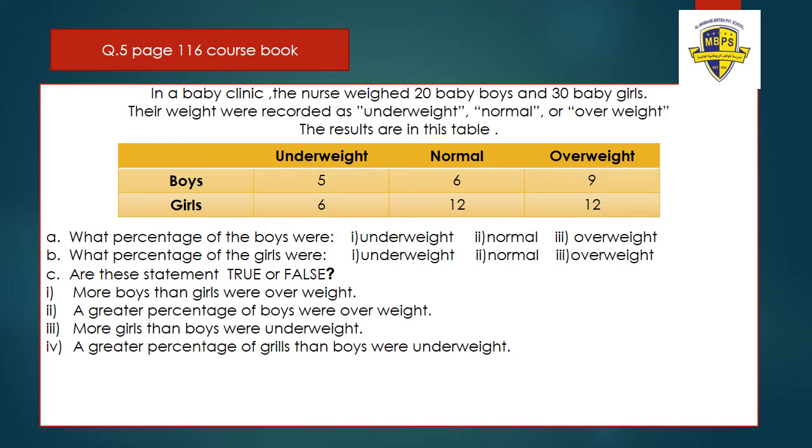We have boys: underweight 5, normal 6, overweight 9. And for the girls, we have 6 girls underweight, 12 are normal, and 12 are overweight. A. What percentage of the boys were underweight, normal, overweight? B. What percentage of the girls were underweight, normal, overweight?